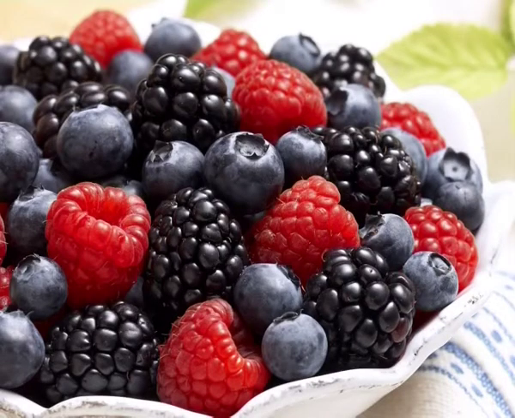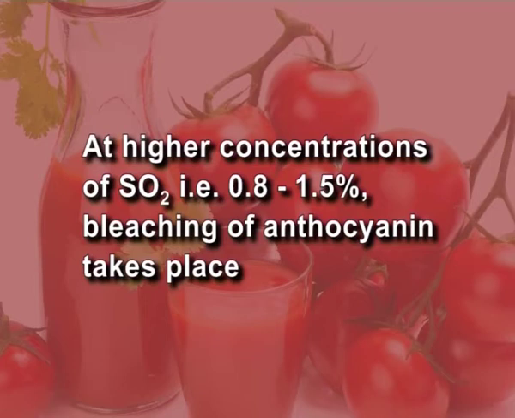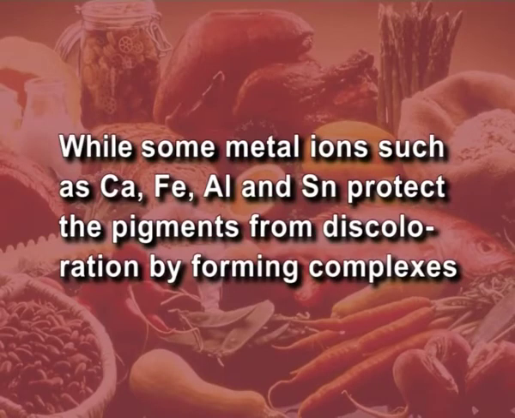Generally, increased hydroxylation decreases the stability, while increased methylation increases the stability of anthocyanins. Also, the unsaturated nature of the anthocyanidin structure makes it susceptible to oxidation. At higher concentration of sulfur dioxide, that is 0.8 to 1.5%, bleaching of anthocyanin takes place, while some metal ions such as calcium, iron, and aluminium protect the pigments from discoloration by forming complexes.